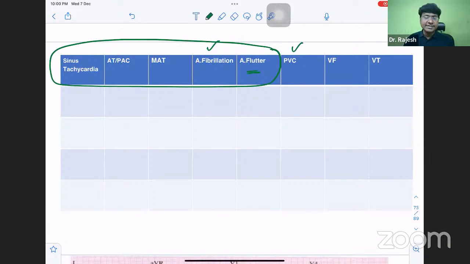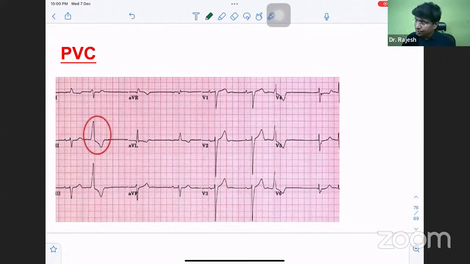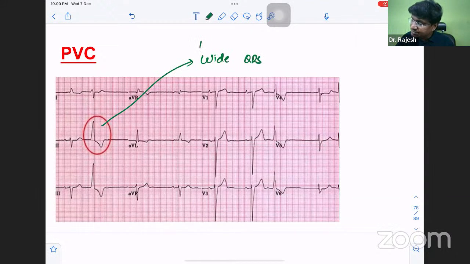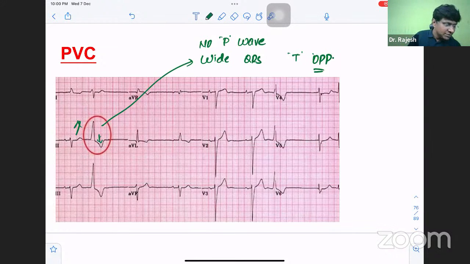Coming to your ventricular pathologies, that is premature ventricular contracture. So how will you identify PVC, premature ventricular contracture? You have an abnormally wide QRS complex. And to this QRS complex, there is no P wave at all. That will be your premature ventricular contracture. And the T wave will be exactly opposite to that of the QRS axis. If the QRS is positive, the T wave will be negative. If the QRS is negative, the T wave will be positive. Okay, so this is about premature ventricular contracture, which can present with palpitations.